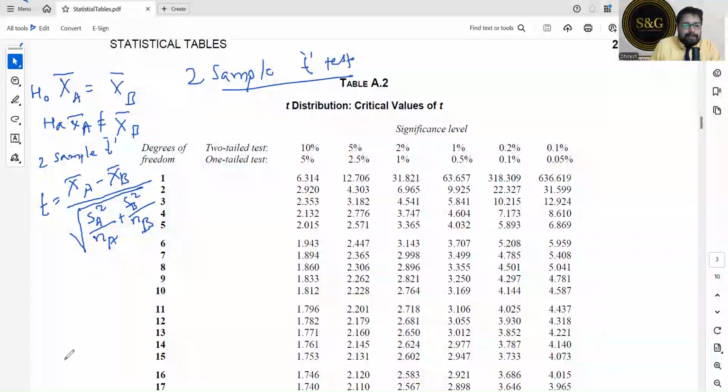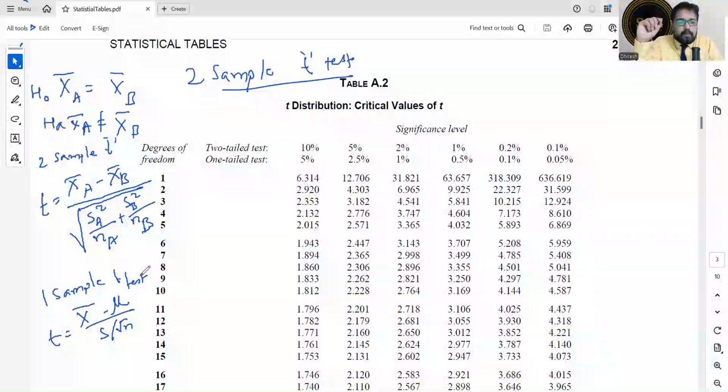For one sample t-test, the earlier formula, t is equal to x bar minus mu divided by this. This is for one sample t-test. Clear, guys? Just type yes in the chat box.